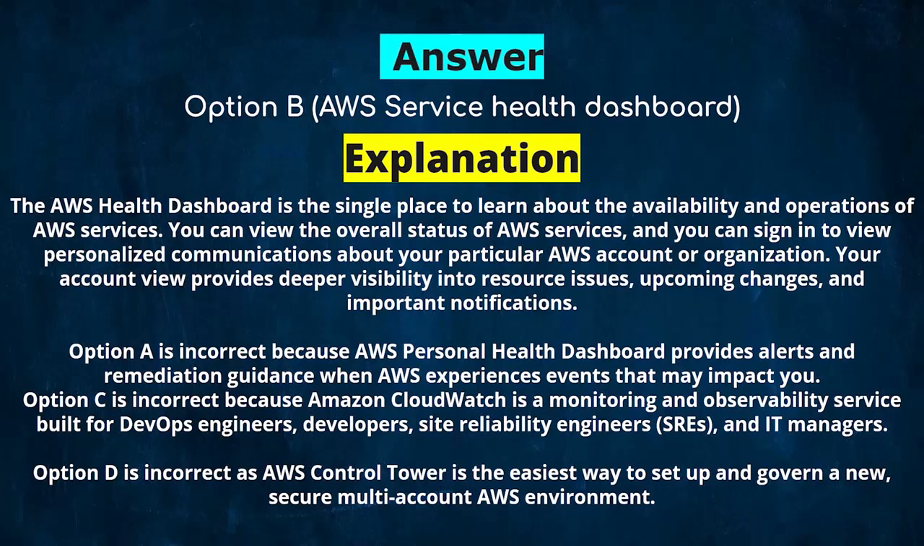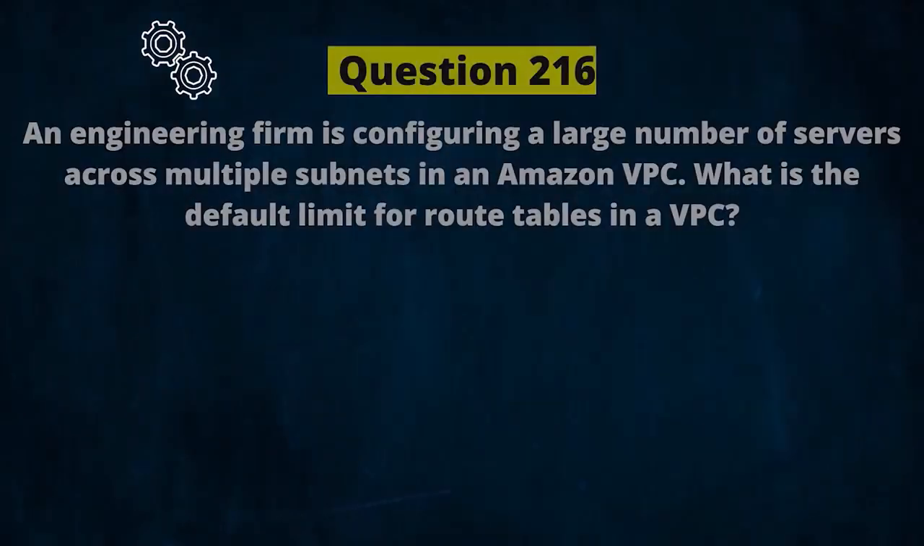Option A is incorrect because AWS Personal Health Dashboard provides alerts and remediation guidance when AWS experiences events that may impact you. Option C is incorrect because Amazon CloudWatch is a monitoring and observability service built for DevOps engineers, developers, site reliability engineers, and IT managers. Option D is incorrect, as AWS Control Tower is the easiest way to set up and govern a new secure multi-account AWS environment. Next question.